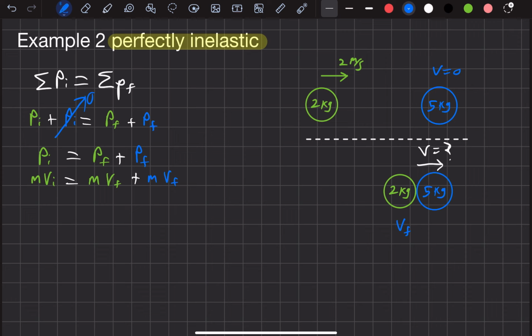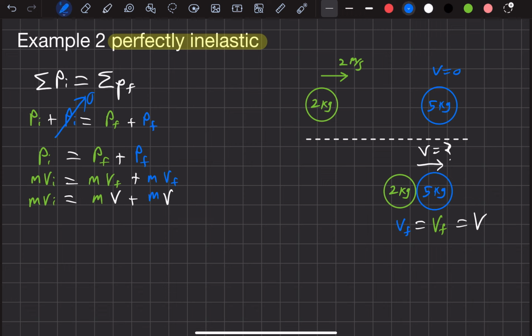The final velocity of the blue object is actually going to equal the final velocity of the green object, which for this sake, we're just going to call velocity. So let's go ahead and substitute in velocity for the final velocity of green and velocity for the final velocity of blue.